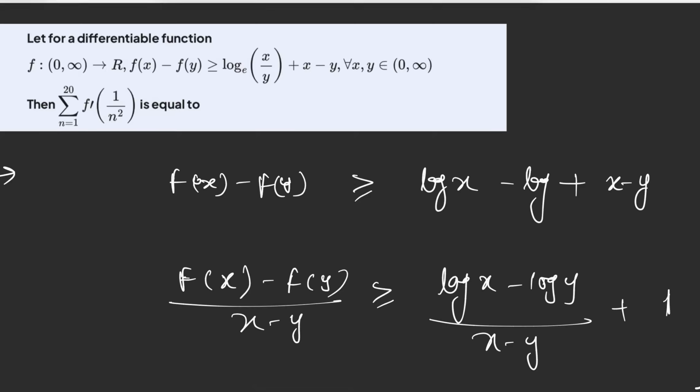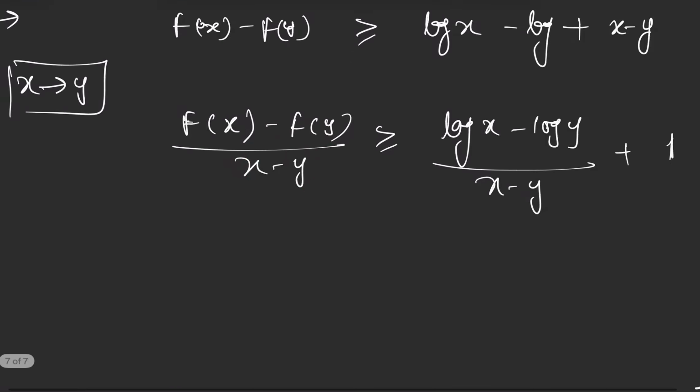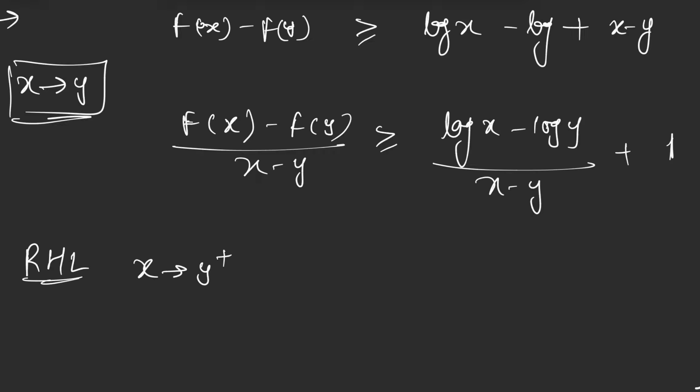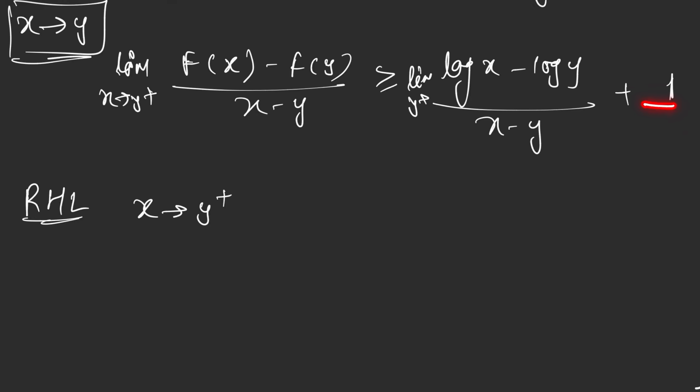I'm considering, let's say, that x is tending to y. If x is tending to y, I can divide here. x is not exactly equal to y. If x is equal to y, it means it will come 0, and by 0 I cannot divide. Now, after this, we can consider LHL and RHL if x is tending to y. So RHL will be what? x is tending to y plus, and this is the limit. Here directly I am applying limit x tending to y plus. Here also limit x tending to y plus. Here it is constant only, so no need to apply anything.